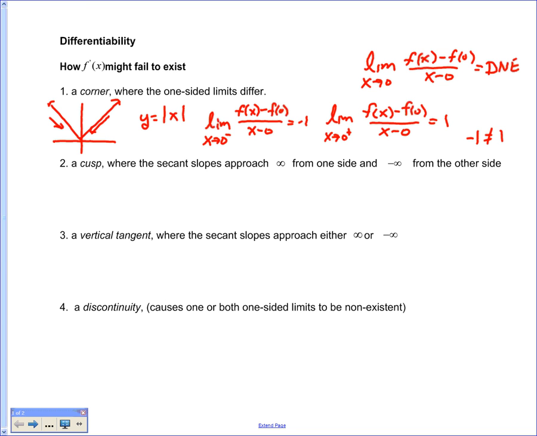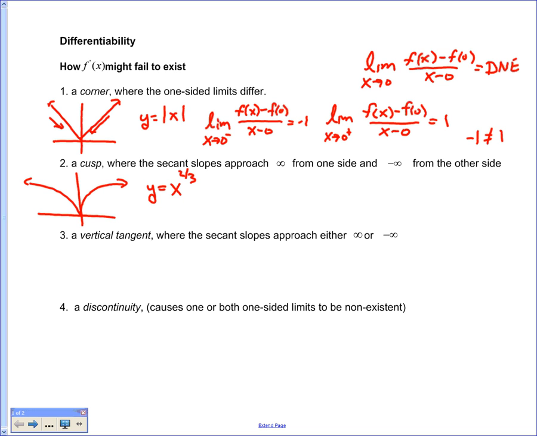Another situation would be where we have a cusp. An example of a cusp would be this particular graph. This happens to be the graph of y equals x raised to the 2/3 power. You can put that into your graphing calculator to check.